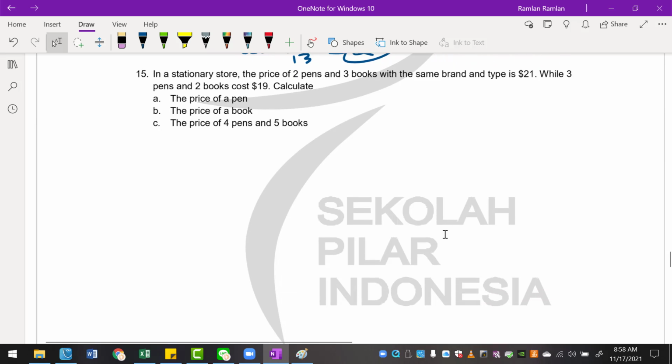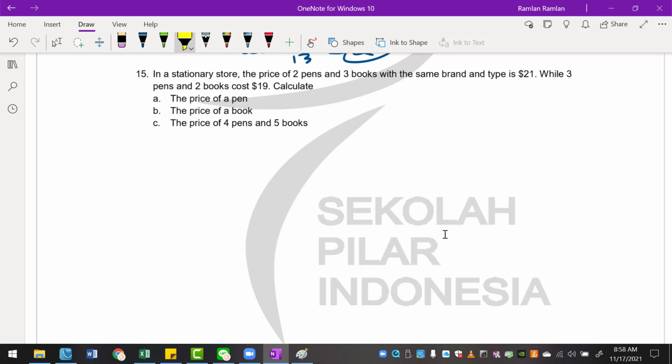Okay, so in a stationery store, the price of 2 pens and 3 books with the same brand and type is $21, while 3 pens and 2 books cost $19. So in here, guys, what you need to do is to state first what is the pen and what is the book, and the price of them in terms of x and y.